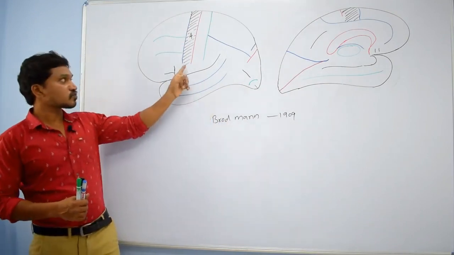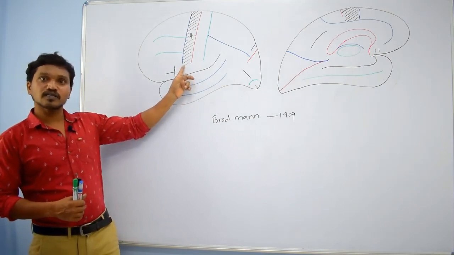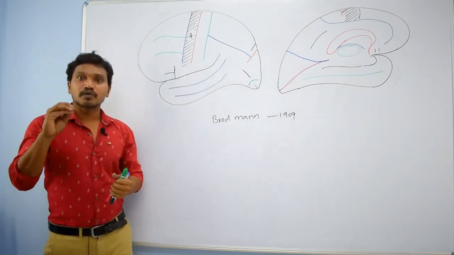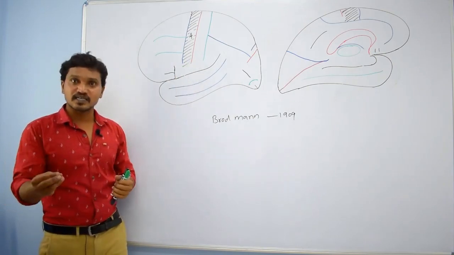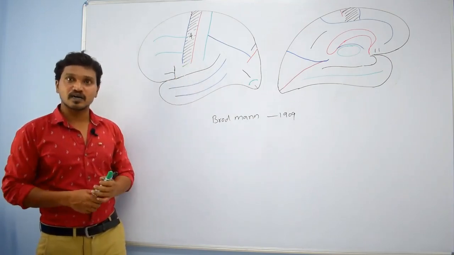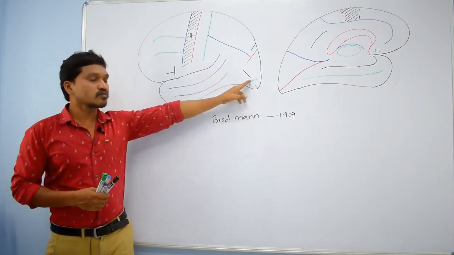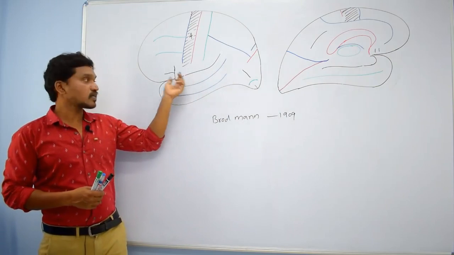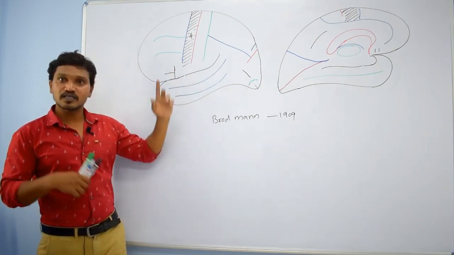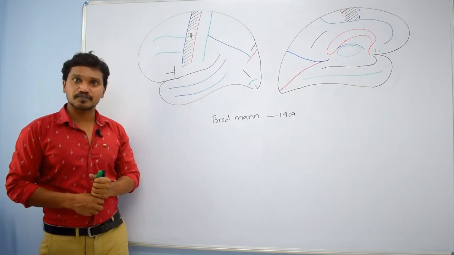See here, this is motor in function. So we are calling this primary motor, and this is sensory in function. We are calling it the sensory area or somatic area. And here is the visual area, here the auditory area, right? Here the speech area. Like this they renamed them again.